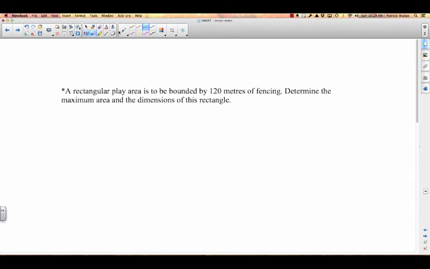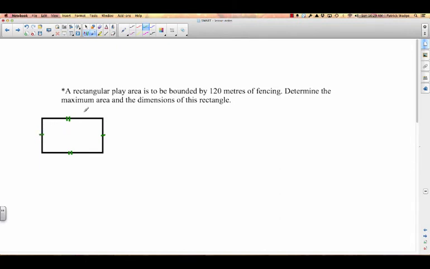Alright, we have a rectangular play area. So let's make a rectangle here. And we need to put fencing around here. And we only have 120 meters of fencing. Okay, well, what do we know first of all? We know that this side here is exactly the same length as that side, and we know this is exactly the same as this side. That's all we know for sure. It's possible that all four are the same, but we can't just assume that.